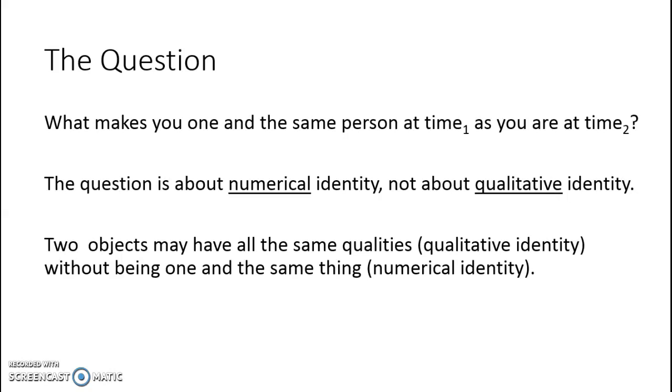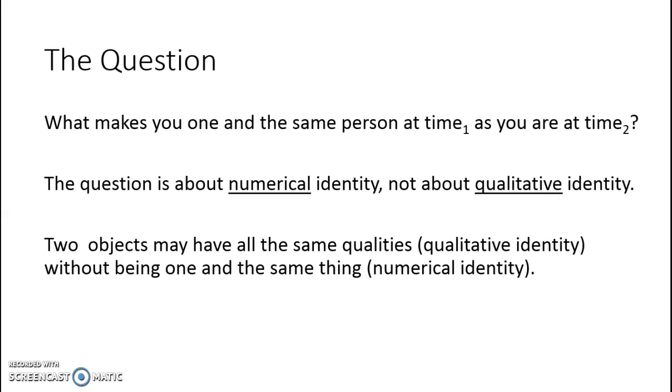Now, to clarify, our question is about numerical identity, not about qualitative identity. In other words, two items are qualitatively identical if they have all the same qualities. So let's say I drew two red spots on the whiteboard and they're exactly the same size and shape and color. They're qualitatively identical, but there's still two spots on the whiteboard, not just one. On the other hand, if I draw one spot on the whiteboard, it's numerically identical with itself. It is one and the same thing. So our question is, what makes you one and the same person today as you were yesterday?